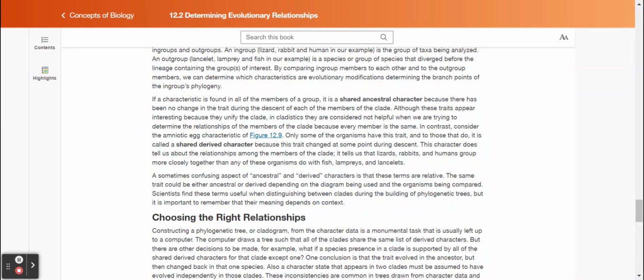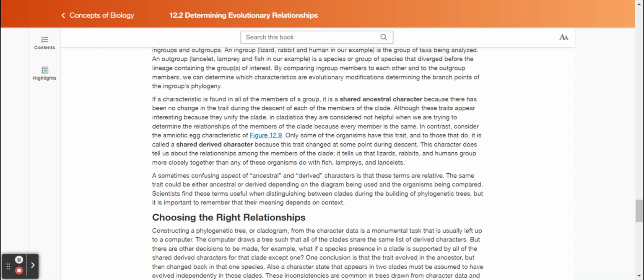If a characteristic is found in all of the members of a group, it is a shared ancestral character because there has been no change in the trait during the descent of each of the members of the clade. Although these traits appear interesting because they unify the clade, in cladistics they are considered not helpful when we are trying to determine the relationships of the members of the clade because every member is the same.